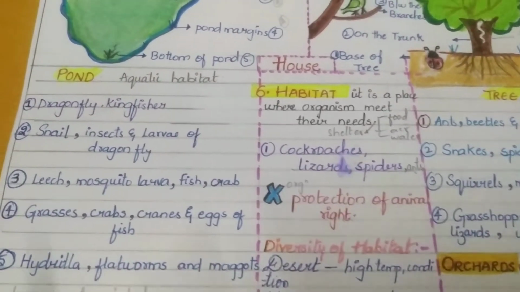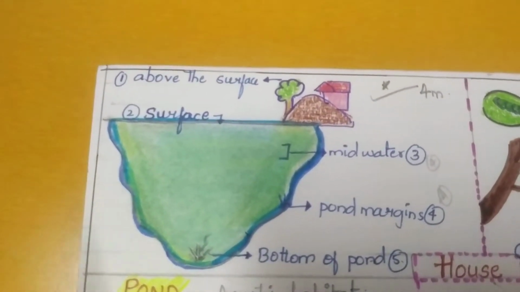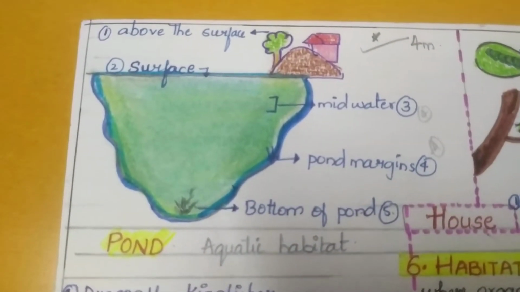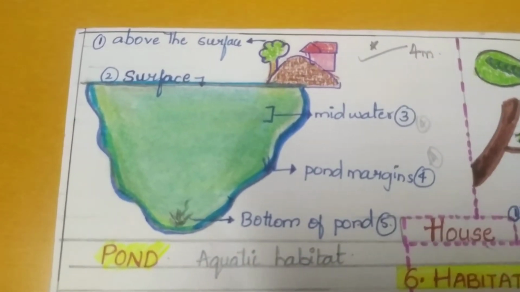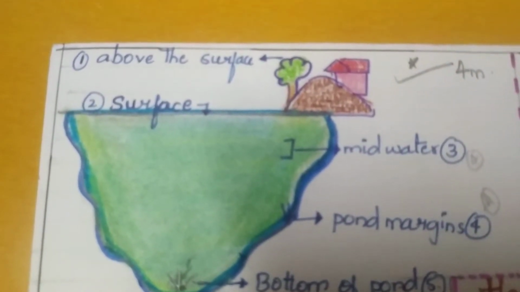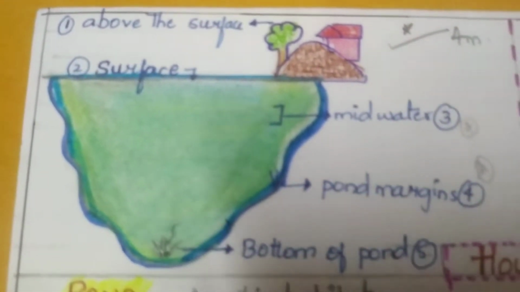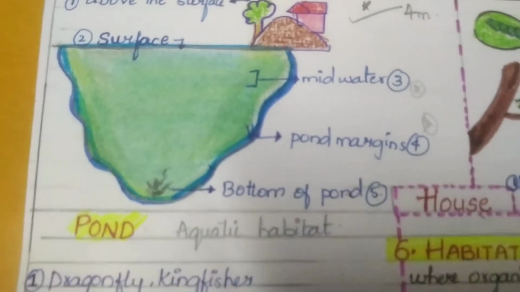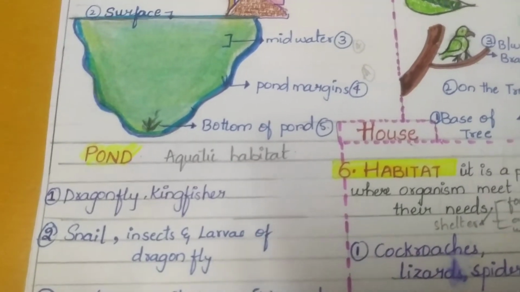First we will go to your aquatic habitat, that is your pond. Now this pond is divided into 5 parts. I think everyone can see clearly, right? First is above the surface. Second one is on the surface. Third is the mid water. Then fourth one is the pond margin. And the last one is the bottom of the pond.